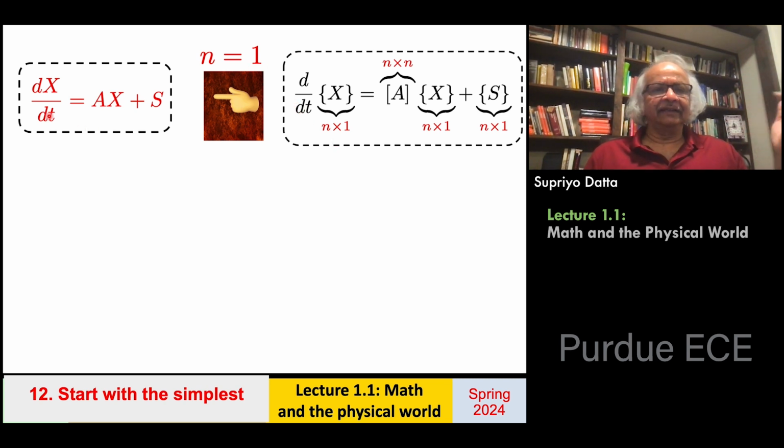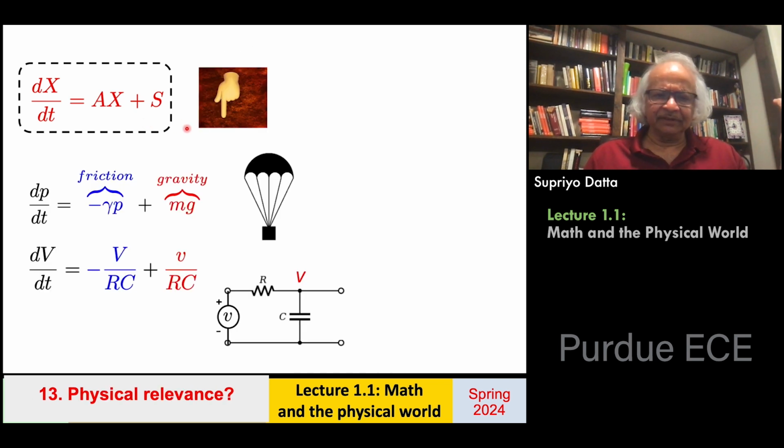So basically it's dx/dt equals ax plus s, and all these are just numbers, not column vectors or matrices. Well, is that physically relevant? Does it describe anything useful? Well, let me just give you two examples.